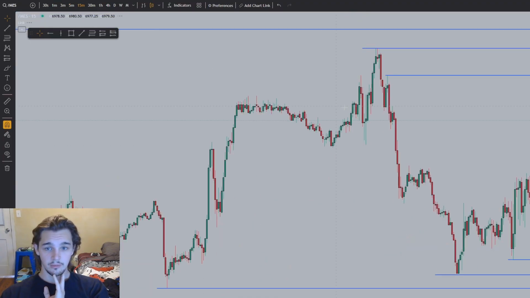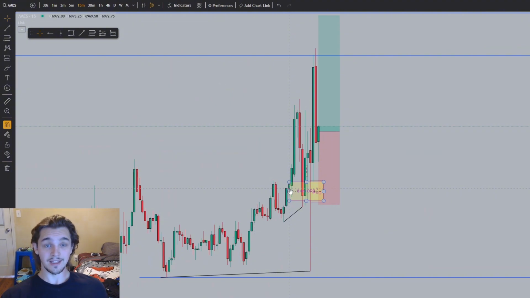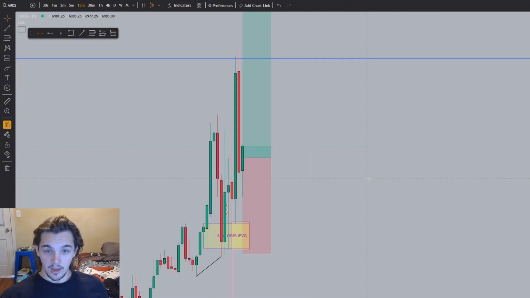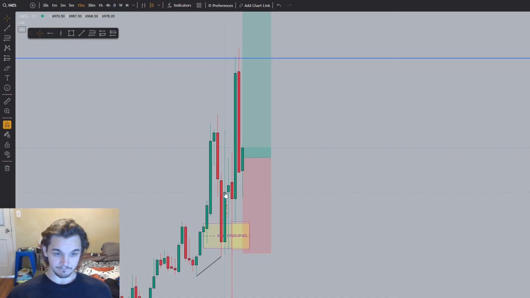So I go down and mark out the first 15-minute candle at 8 a.m. on ES, has to be ES futures. And I took the first trade when the 5-minute closed out of the range. And that was my problem.